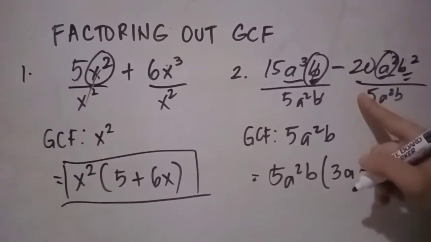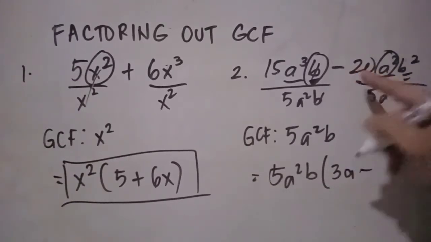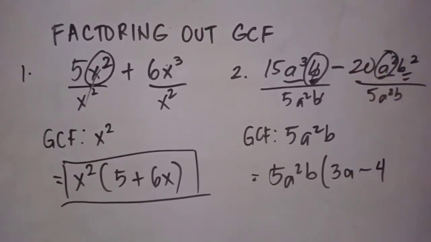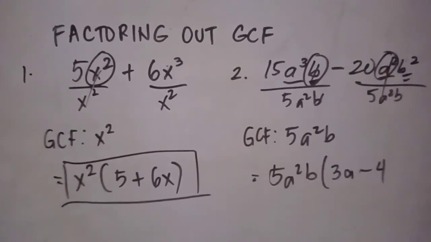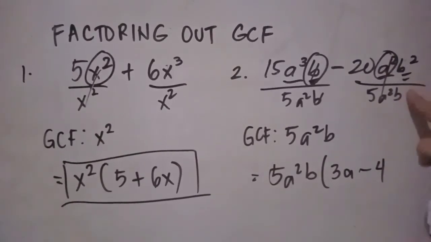Minus, dito naman, 20 divided by 5 is 4. A squared divided by A squared, so wala na yan. And then, B squared divided by B, so mawawala yung isang B. Isang B na lang natitira. So, B to the first power or B na lang.